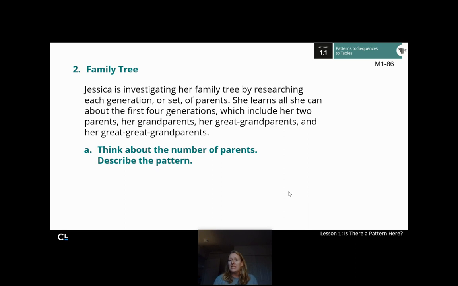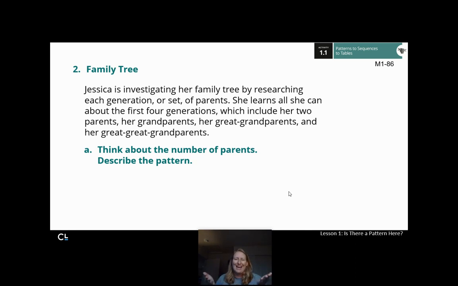Jessica is investigating her family tree by researching each generation or set of parents. So there's Jessica, and then she looks at her parents, and then she looks at her parents' parents, and their parents, and on and on and up. She learns all she can about the first 4 generations, which includes her 2 parents, her grandparents, and her great-great-grandparents. That's a lot. Yeah, grandparents, great-grandparents, and great-great-grandparents.